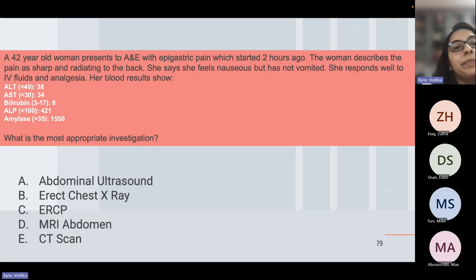I think this is the last question. A 42-year-old woman presents to A&E with epigastric pain, which started 2 hours ago. The woman describes the pain as sharp and radiating to the back. She says she feels nauseous but has not vomited. She responds well to IV fluids and analgesia. Her blood results show the following. You can see from the blood tests that the ALP is quite significantly raised and the amylase is as well. So what is the most appropriate investigation?